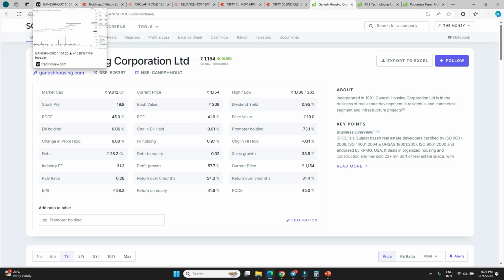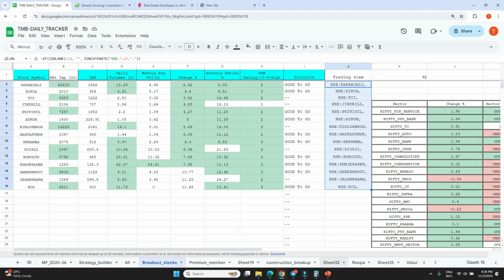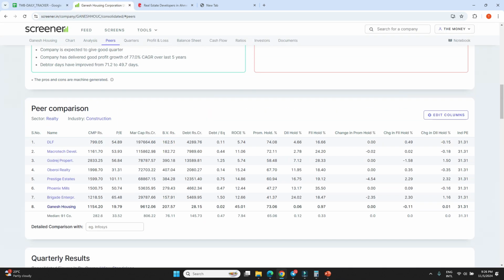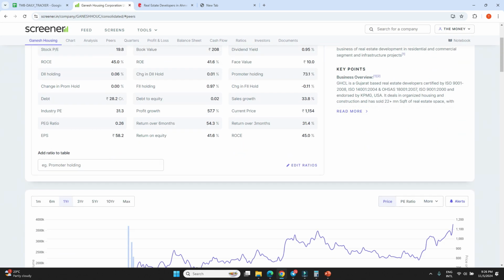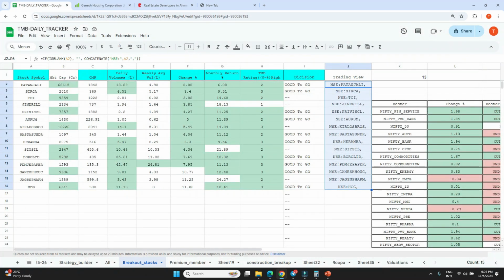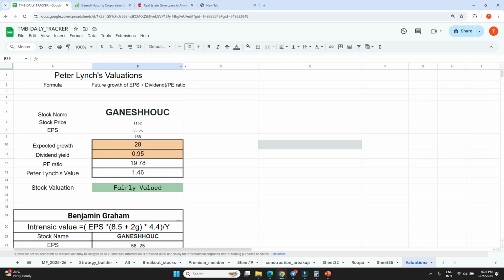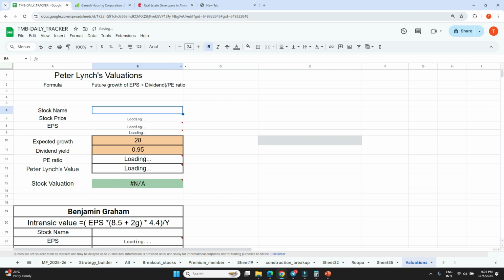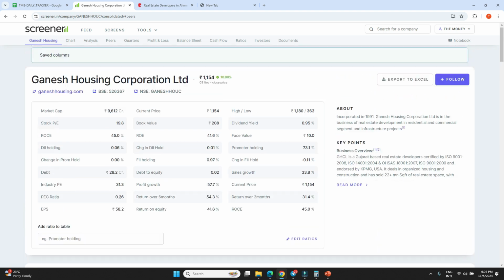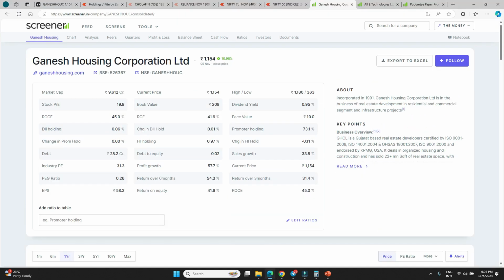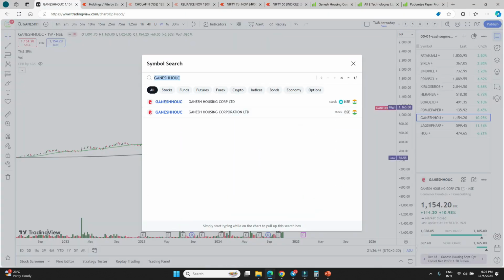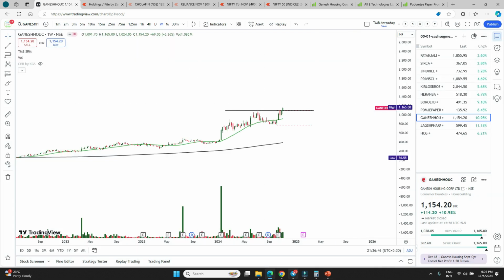After this, the next step is I wanted to check the valuation of this company. Okay, I feel that it is trading at around a 40 to 45% discount compared to the industry PE. Whether that discount is right or wrong, I am going to check in my sheet. This is the Peter Lynch valuation. Let me open this. This is the stock symbol. I actually automated this sheet.